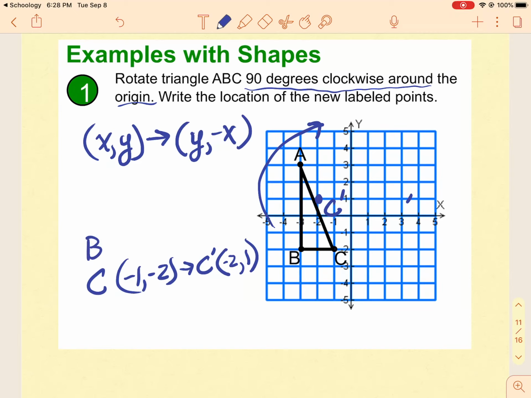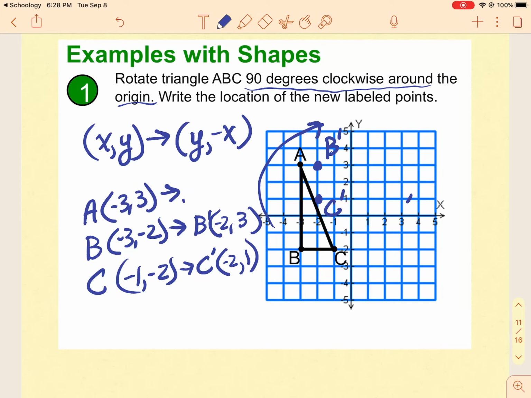My original B is at -3, -2. So my B prime, switch the x and y, but take the opposite of our x. So that would be at -2, 3. My original A was at -3, 3. So my A prime, switch the x and y, but take the opposite of the x, lands at 3, 3.